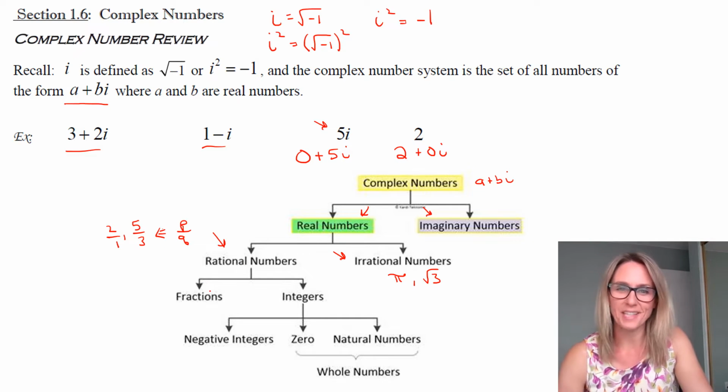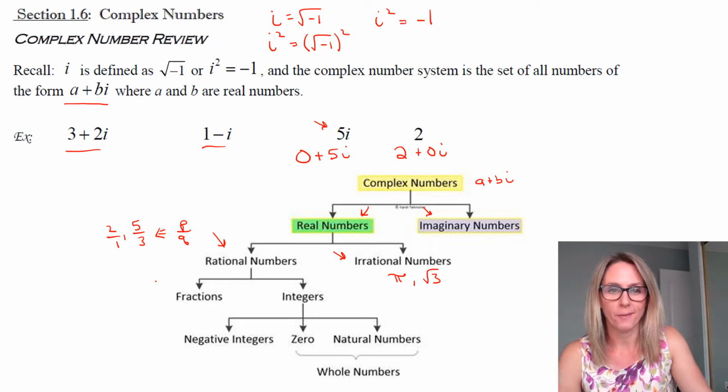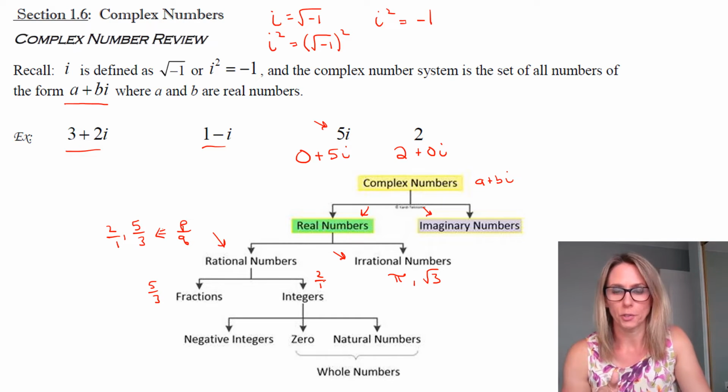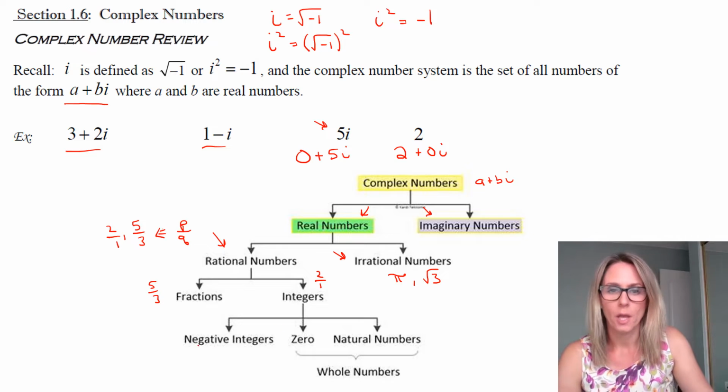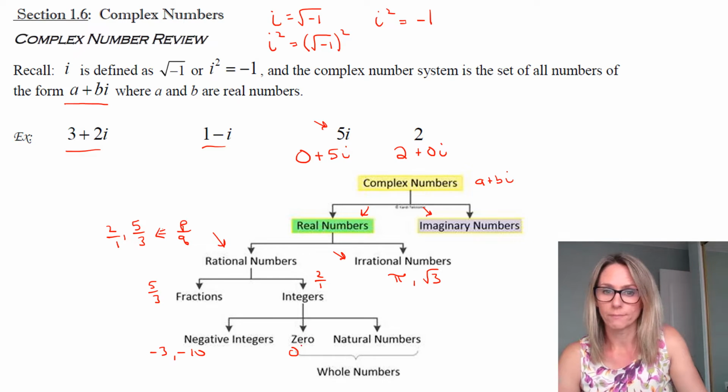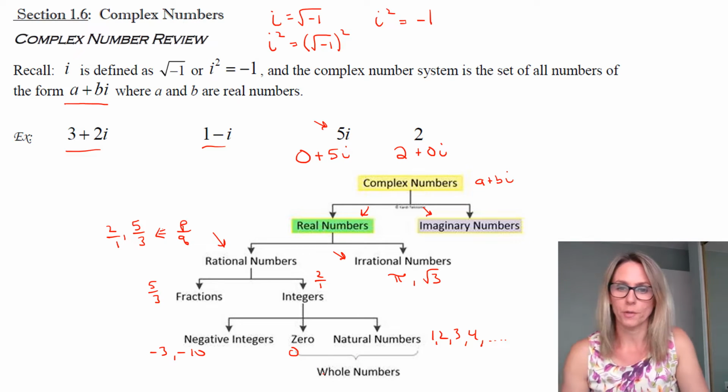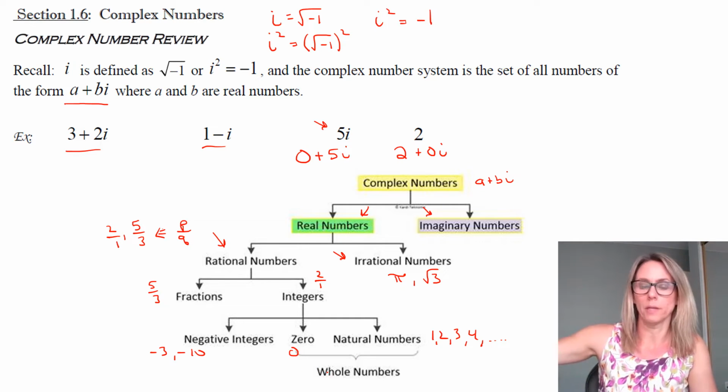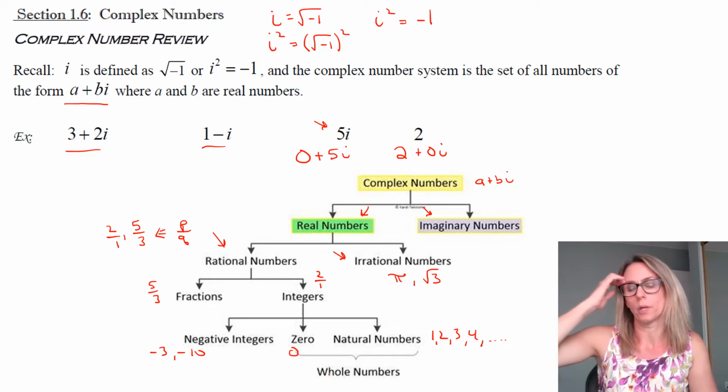So notice the next thing underneath rational are your fractions, like we had the 5/3. Integers over here would be like the 2 over 1. So it's broken down into fractions and integers. Underneath integers, you have things like negative integers, so like a -3, a -10. You have, of course, 0. And then you have your natural numbers, which are 1, 2, 3, 4, and so on. Whole numbers are considered 0 and all the natural numbers, whereas the natural numbers don't include 0.